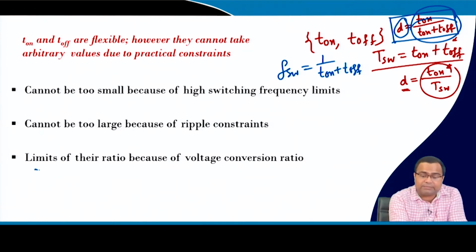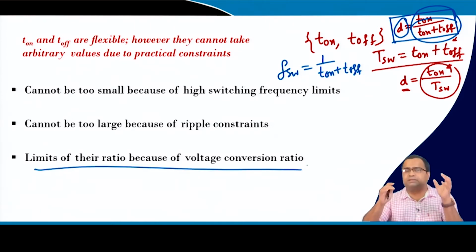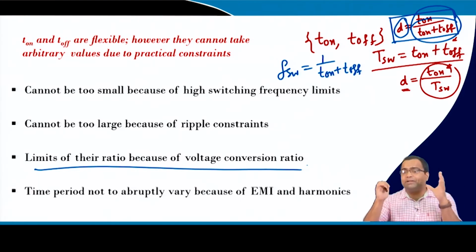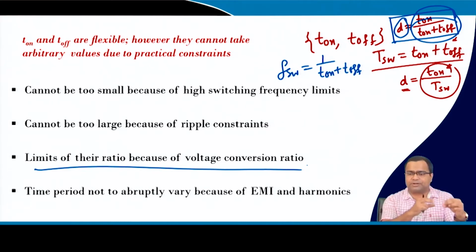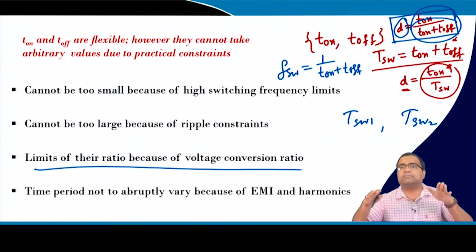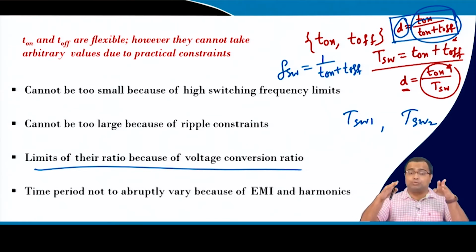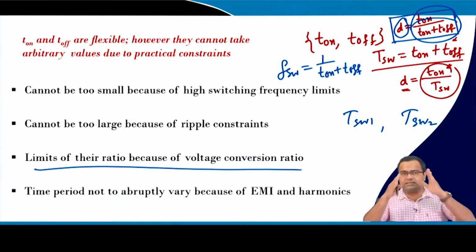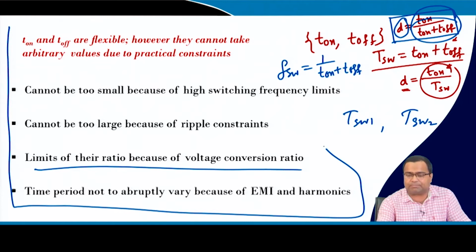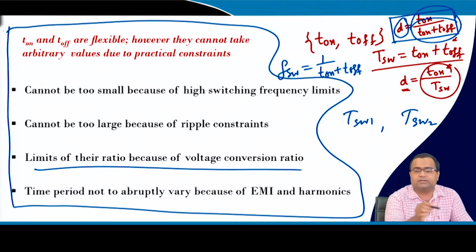So, there is a practical limit on the ratio of the converter as far as the simple buck and boost converters are concerned, and the time period cannot change abruptly. That means, under one steady state you have one time period, you choose one set of time, and suddenly for another steady state you choose another set of time period. So, we cannot change abruptly because we have to design the input filter. So, we need to achieve a certain desired time period.